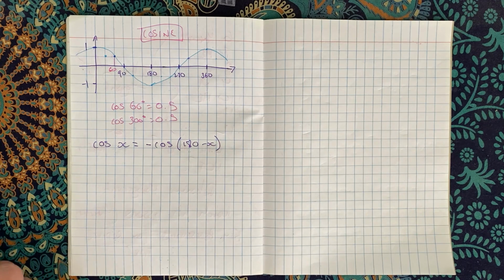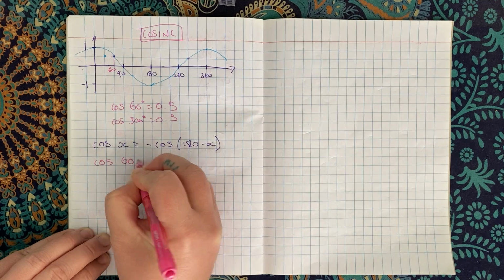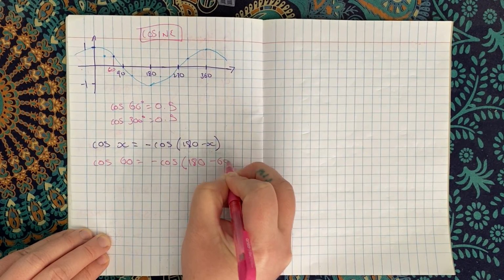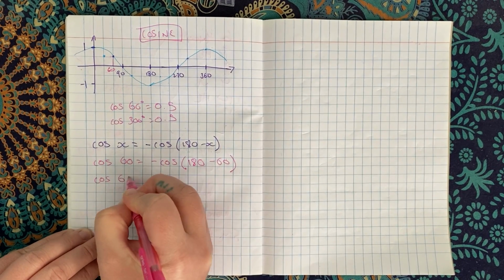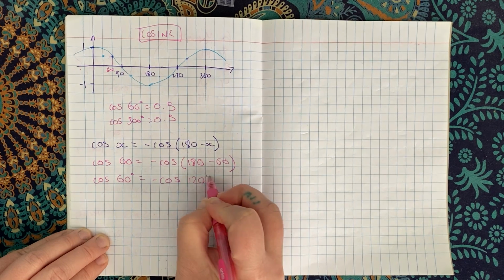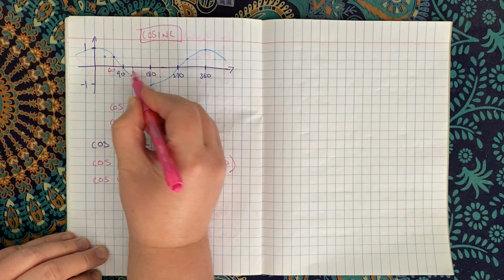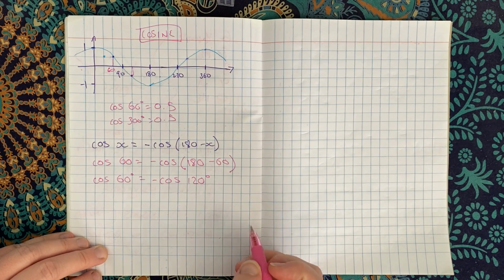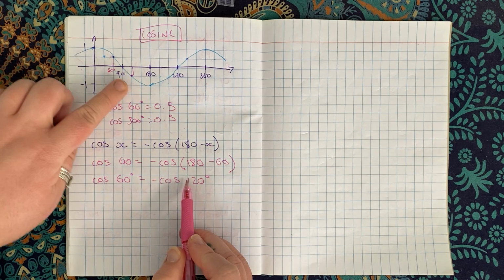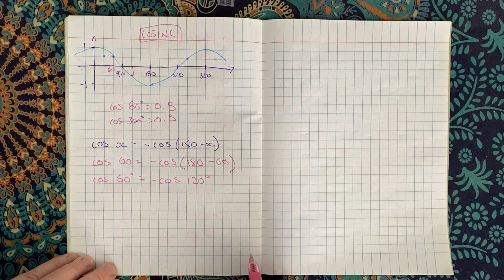So we might use 60 again and try and find the negative equivalent of that. I'm going to say cosine of 60 is the same thing as negative cosine of 180 minus 60. So that means cosine of 60 degrees is equal to negative cosine of 120 degrees. If I have a look at where 120 degrees is, it's here, isn't it? So this is negative 0.5. So you see that cosine of 60 is 0.5 and cosine of 120 is negative 0.5.